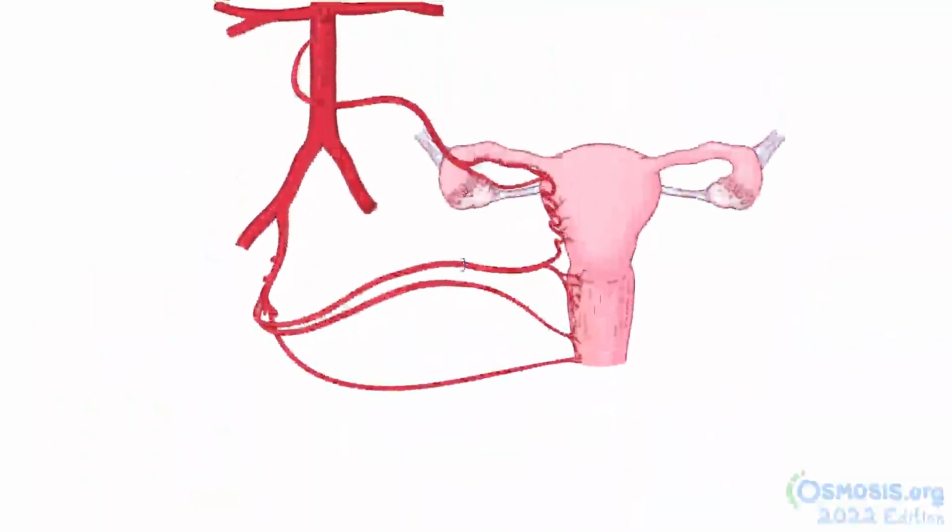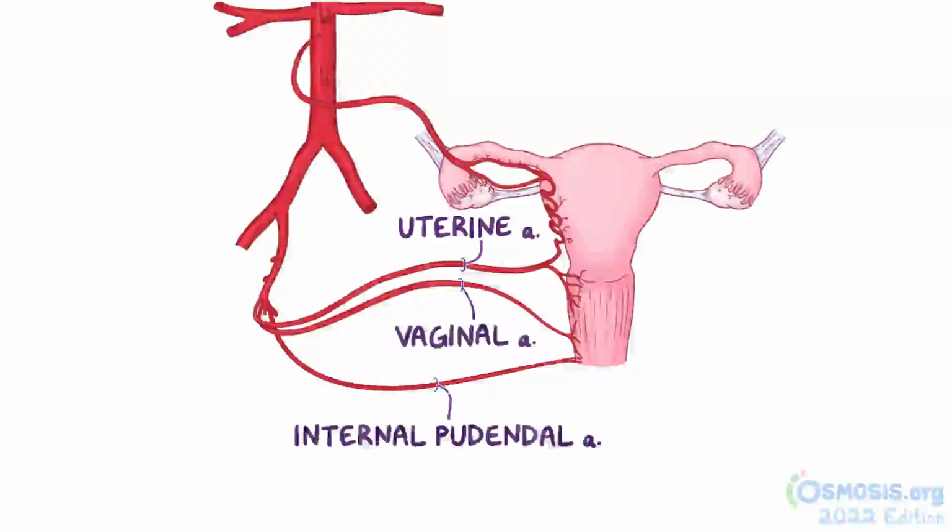Arterial blood supply for the upper part of the vagina is provided by the uterine arteries, while that for the middle and lower parts comes from the vaginal and internal pudendal arteries.